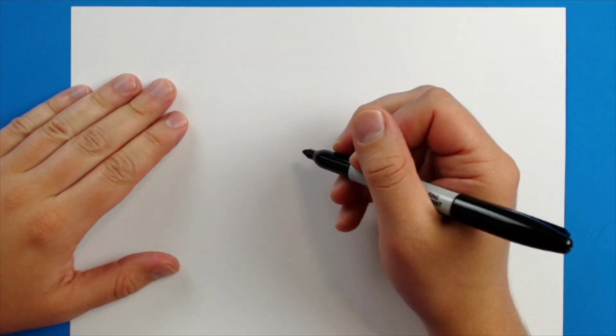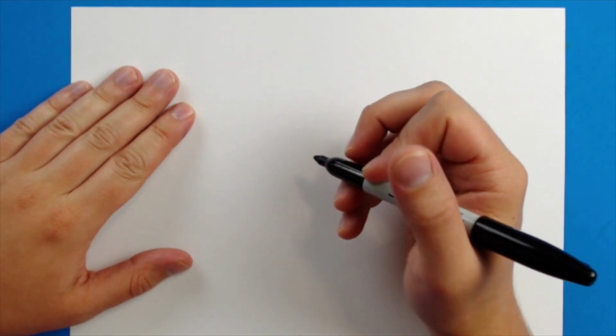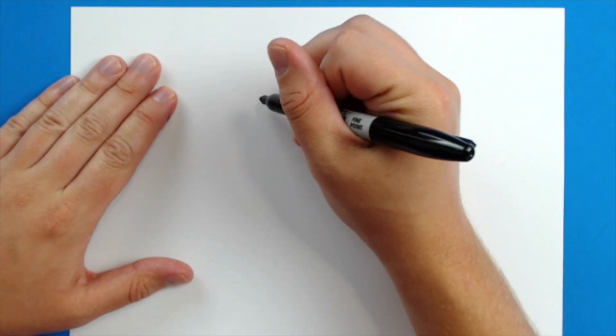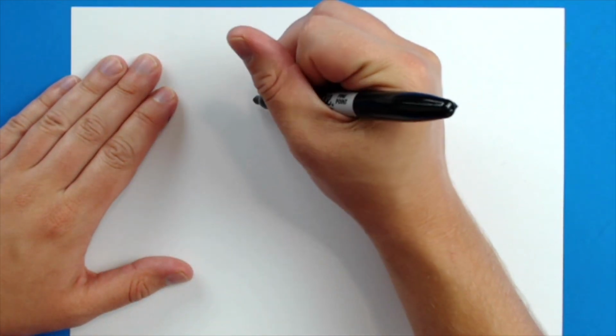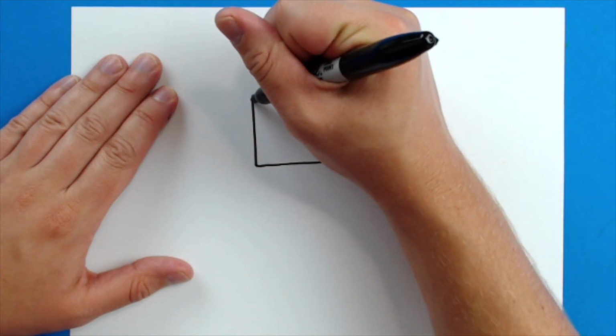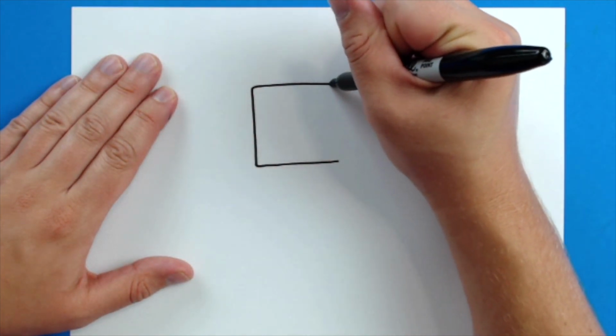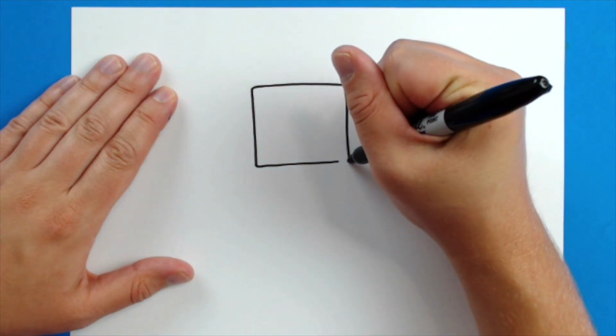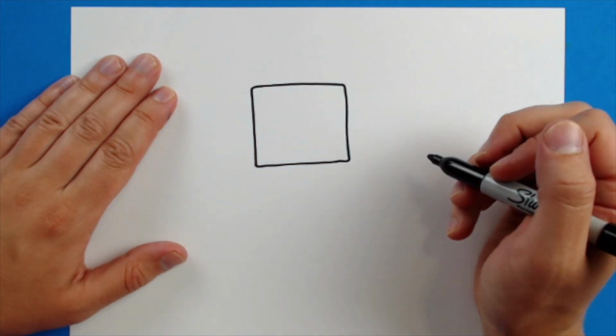Today I'm going to show you how to draw a Minecraft creeper. So, to start off with our creeper, we're going to begin with the head. So, I'm going to start by just making a square right up here. So, I'm just going to make a square shape. Just like this.